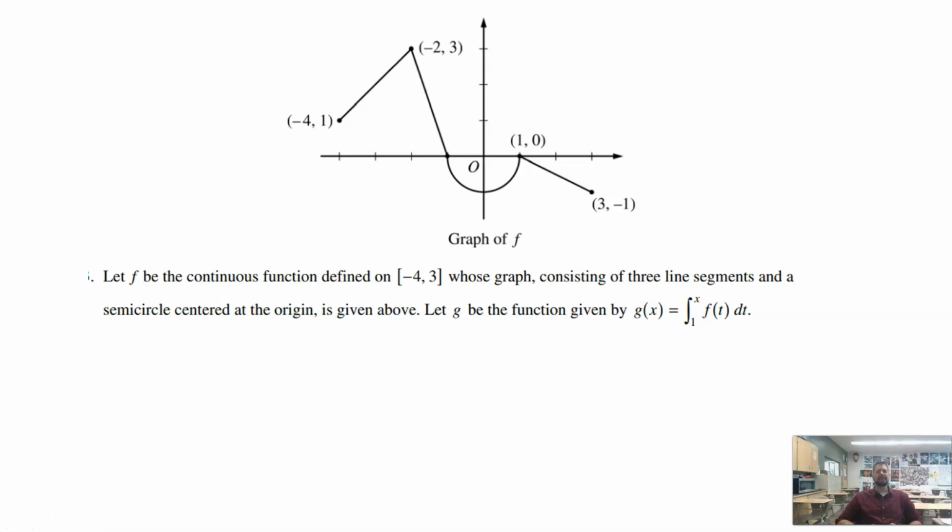It says let f be a continuous function defined on -4 to 3, whose graph, consisting of 3 line segments and a semicircle centered at the origin, is given above. So it's basically just telling you, we're looking at this picture, this indeed right here is a semicircle, and then I got 3 line segments. Then it says let g be the function given by g of x equals the integral from 1 to x of f of t dt.